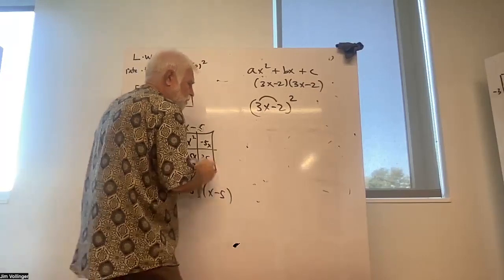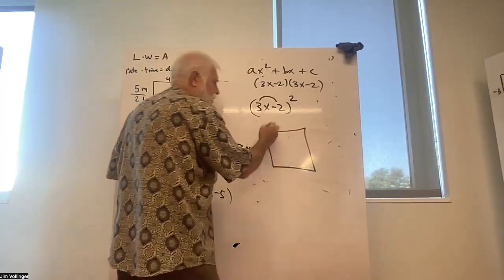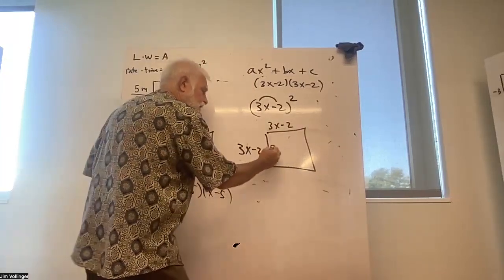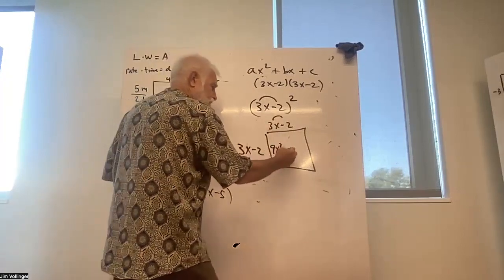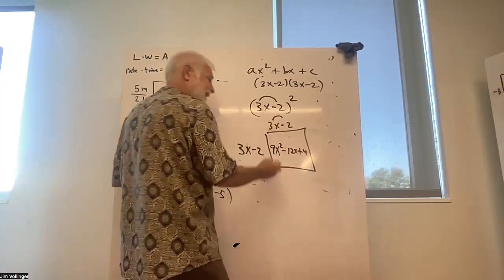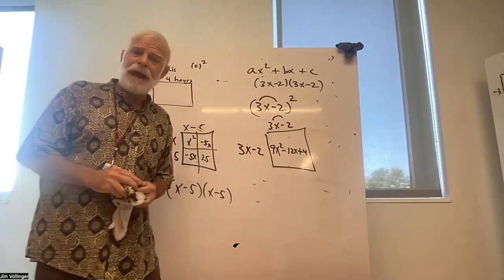What are we really doing? We're doing 3x minus 2 is one side of a square. 3x minus 2 is the other. They got to be the same. And you're trying to come up with the area of 9x squared. Doubling that product gets you minus 12x. Squaring minus 2 gets you 4. And if you're not getting that, you better go to math help and find somebody to help you out.